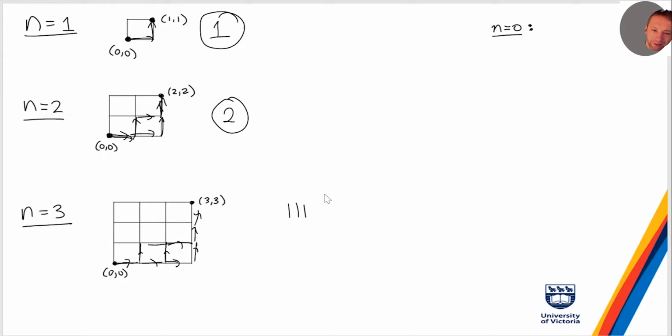It might be 5. I'm willing to believe you. It looks like 5, doesn't it? Because I've done these 3, and then I could have gone up twice here and then over. That would be another one. I could have gone up twice here and then over, and that would be another one. And I don't think there is any other apart from that. So I think you're right that it's 5. For n equals 0, I don't remember what I had planned for this. It's either going to be 0 or 1, depending on what's convenient. But we'll think about this maybe later.